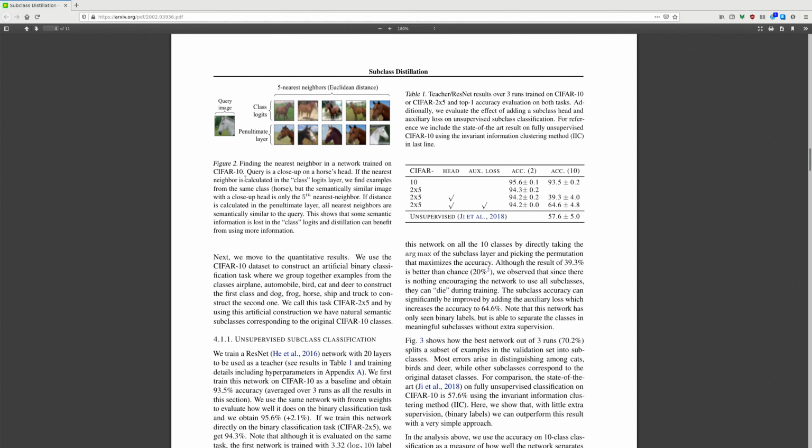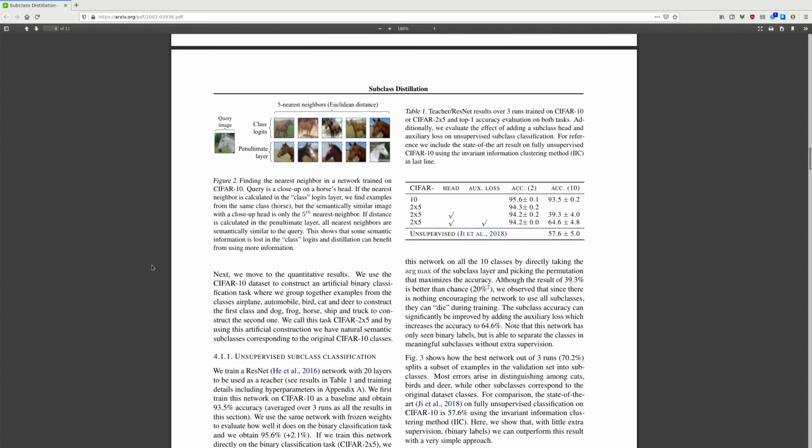What they say here is, finding the nearest neighbor in the network trained on CIFAR-10, the query is a close-up of a horse head. If the nearest neighbor is calculated in the class logit layer, we find an example from the same class, horse, but a semantically similar image with a close-up head is only the fifth nearest neighbor. If the distance is calculated in the penultimate layer, all nearest neighbors are semantically similar to the query. They show that some semantic information is lost in the class logits, and distillation can benefit from more information.